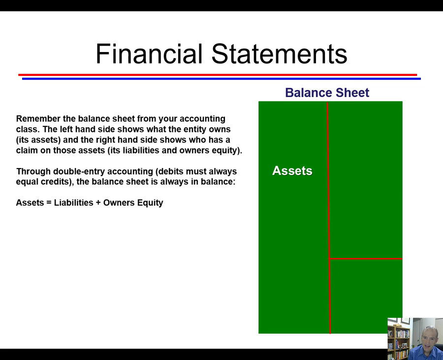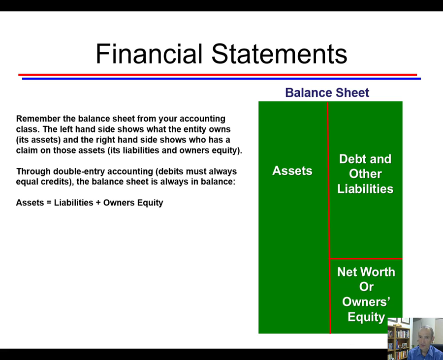The right-hand side tells you who has a claim on those assets. It could be debt holders, other liabilities like employees. You might owe them salaries. You might have vendors. You might have accounts payable. They have a claim on your assets. If the firm goes under, those debt holders and other liability holders can come to the firm and say, hey, you haven't paid us. We want your assets. Once those groups have been satisfied, everything else belongs to the owners, to the stockholders. We call that net worth.